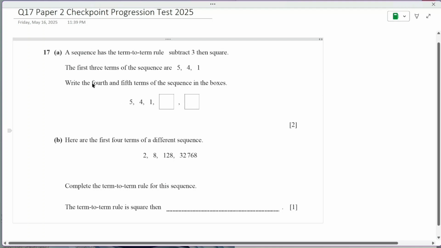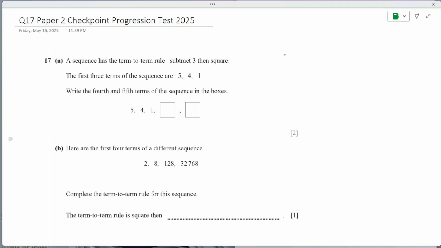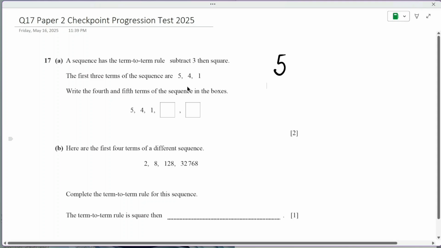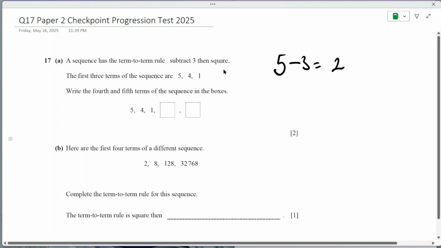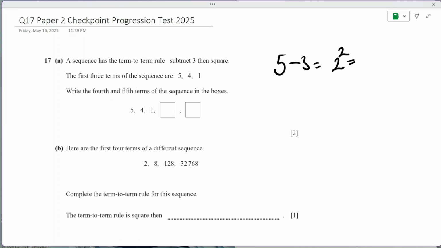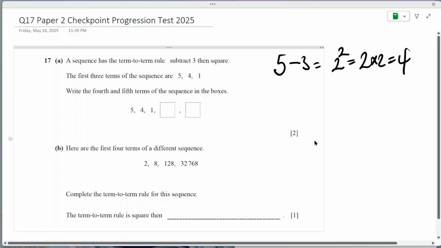You're supposed to fill in these boxes. Going back to the question, it says the term to term rule is subtract 3, then square the result. You can try the first one to see if 5 will give us 4. The first term is 5. Like the rule says, subtract 3: 5 minus 3 gives you 2. Then square it: 2 to the power of 2 is 2 times 2, and 2 times 2 is 4. So the first term is 5, the second term is 4.